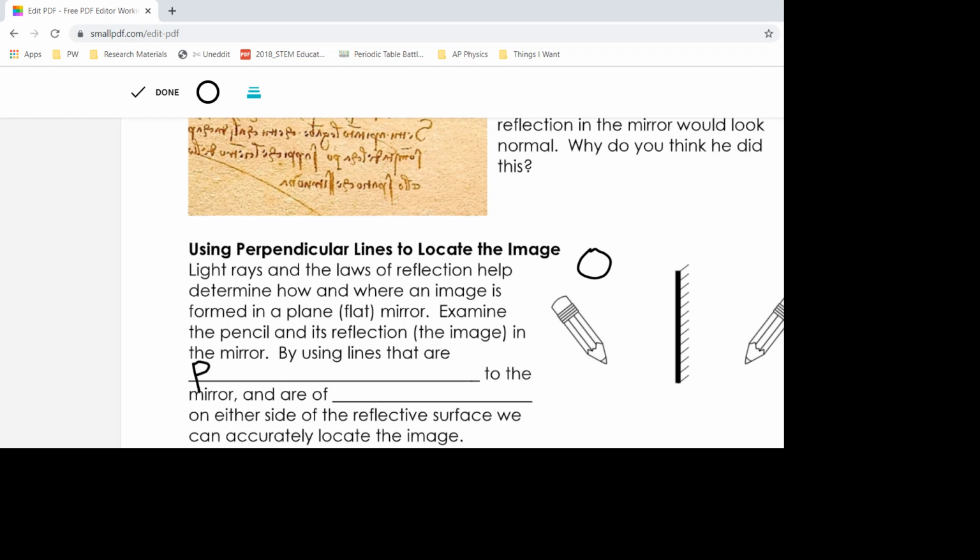It would be useful if this actually worked. To the mirror and are of equal length on either side of the reflective surface, we can accurately locate the image. It would be useful if this software actually worked.